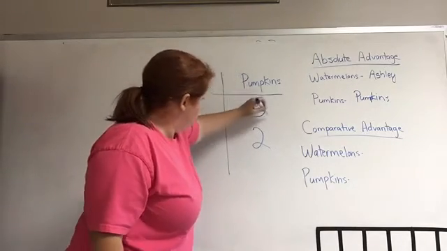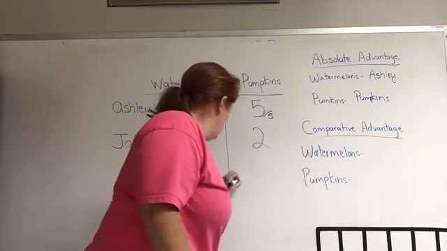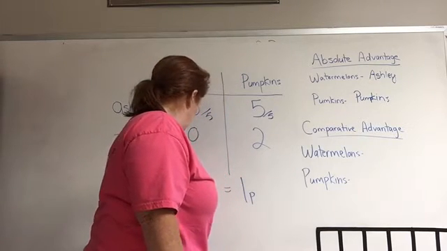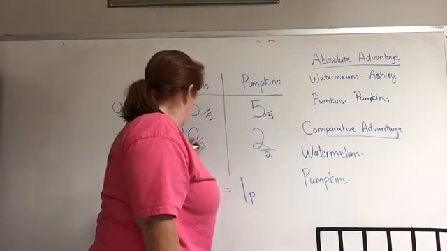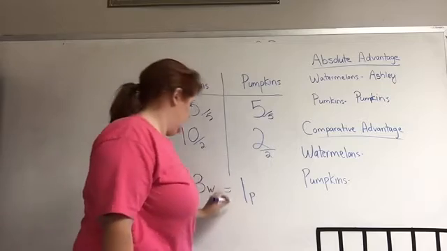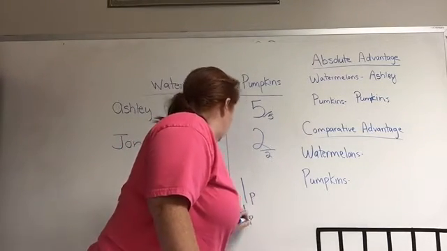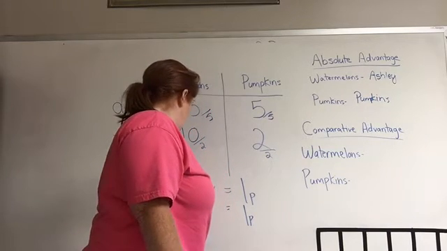Let's start with pumpkins. We're going to take away 5 over here, take away 5 over here. Ashley can produce 1 pumpkin or 3 watermelons. John can produce, we'll take 2 off on this side, we're just simplifying it, so just easy math, 1 pumpkin and let's see, 5 watermelons.